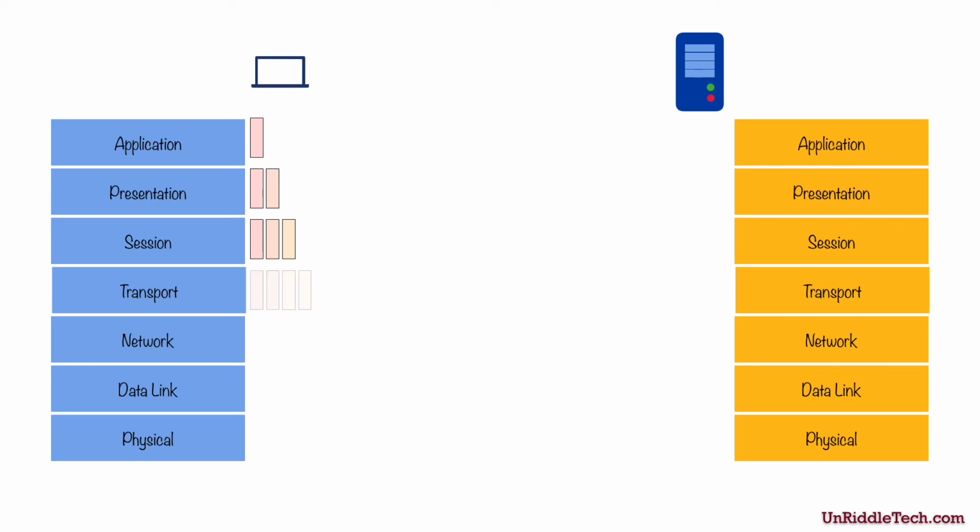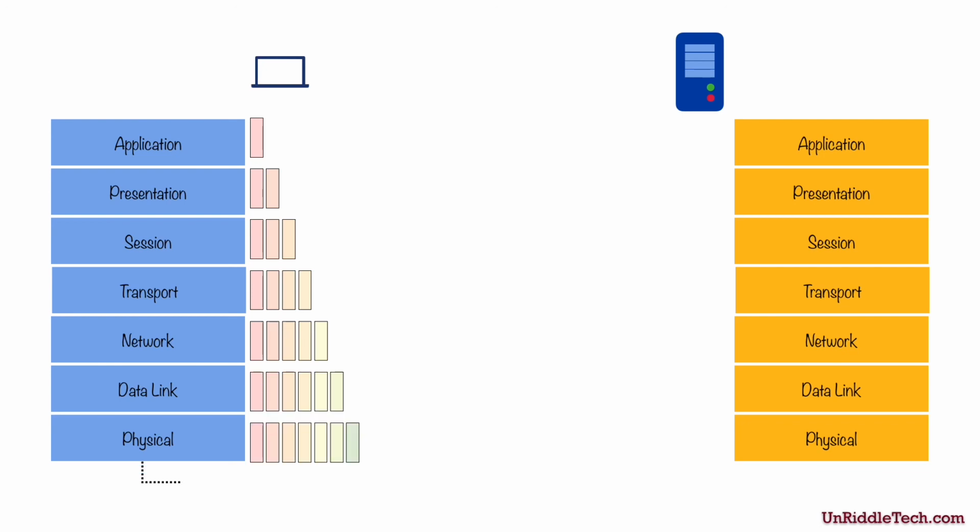This is now called a segment. Source and destination IP address gets added in the network layer. This is now called a packet. Source and destination MAC address gets added in the data link layer. This is called a frame. Now the data will be transmitted to the destination server using any media like copper cable or fiber optics or wireless.